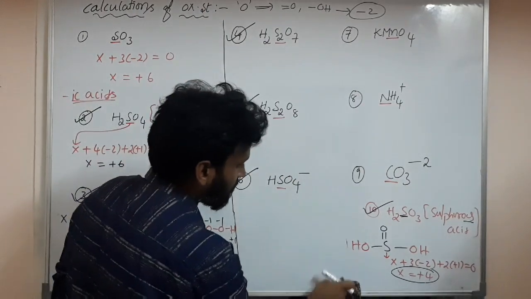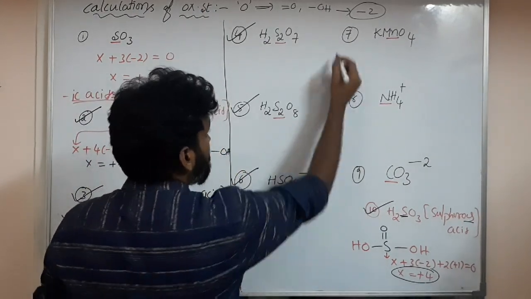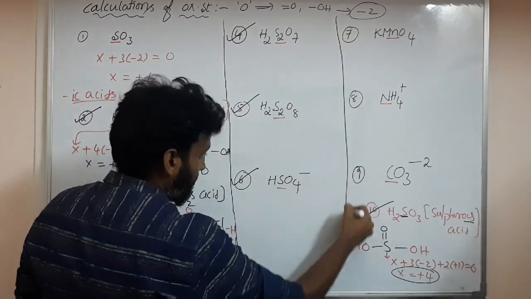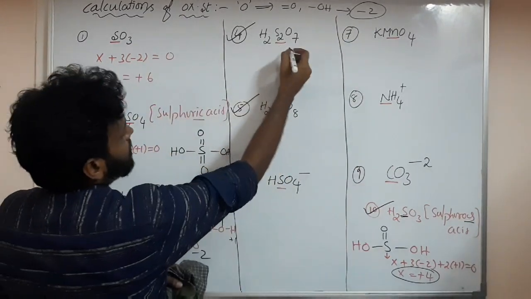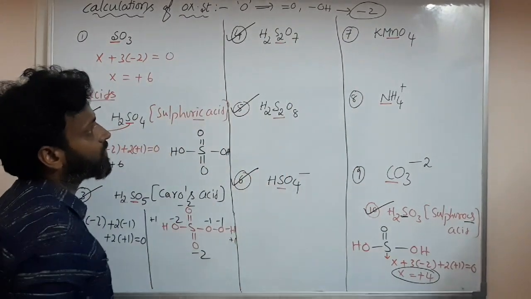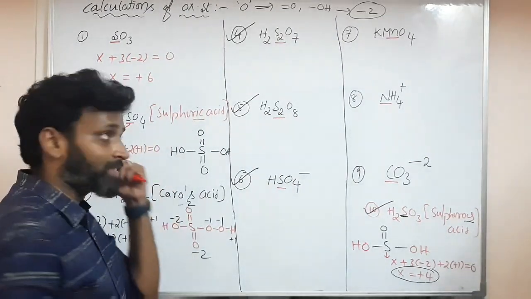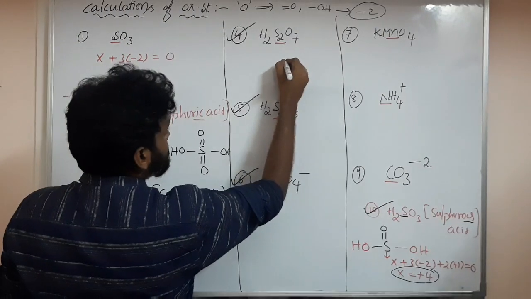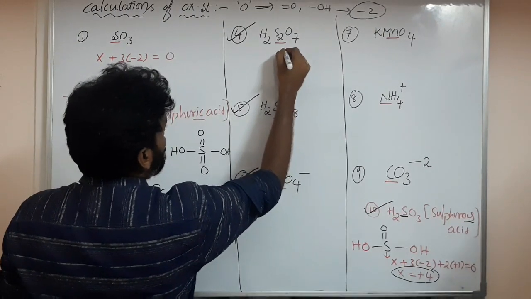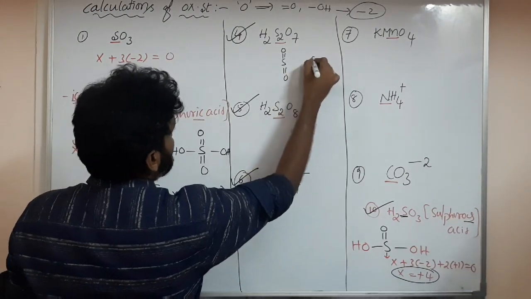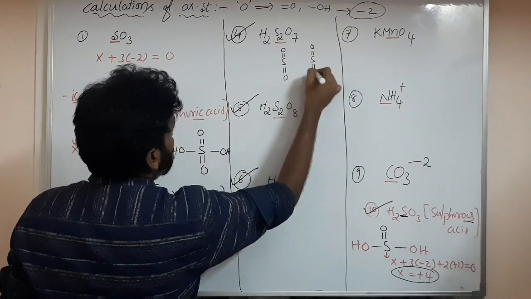So you write down all 10 examples, but before that I will calculate one by one now. So what is H2S2O7? Whether this has a peroxy bond or not, let's see. So first write down the structure. S double bond O and double bond O. S double bond O and double bond O.